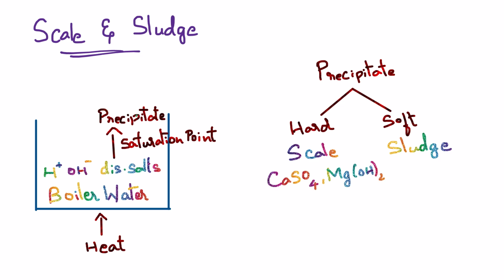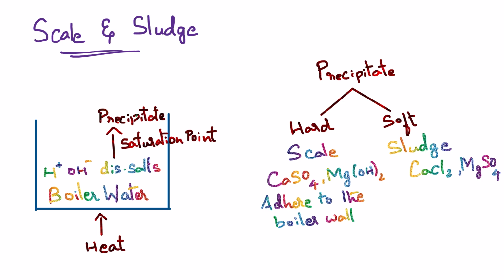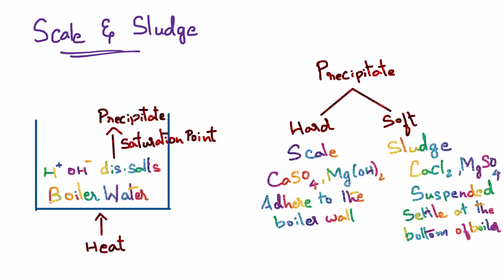The scale causing salts include calcium sulfate and magnesium hydroxide, and the sludge causing salts include calcium chloride, magnesium sulfate, etc. The scale causing salts move near the wall of the boiler and they adhere well to the boiler wall. The sludge is suspended and will settle at the bottom of the boiler if the boiler is undisturbed.